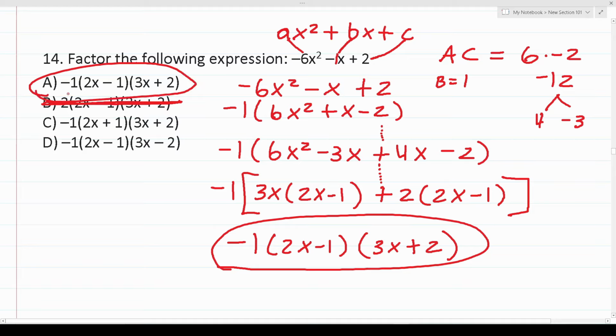All right, so that's a very difficult factoring problem, just to let you know. If you can factor basic problems, you should be good to go for the ASVAB, but occasionally you'll see things that are very difficult to factor on the ASVAB, so make sure you can factor for the test. But that's that one.